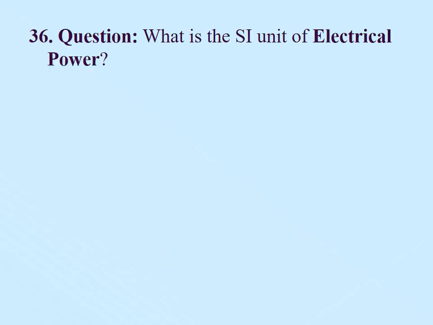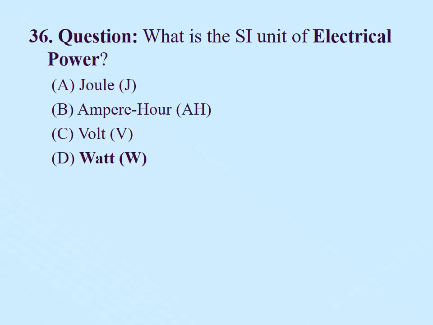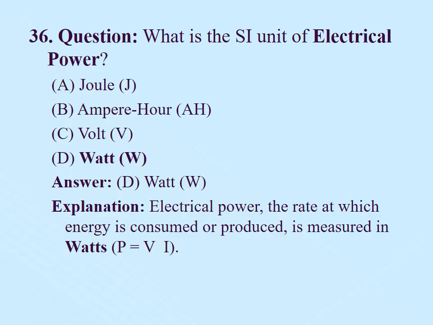Next question. What is the SI unit of electrical power? Option A, joule. Option B, ampere hour. Option C, volt. Option D, watt. Answer is option D, watt. Electrical power, the rate at which energy is consumed or produced, is measured in watt.